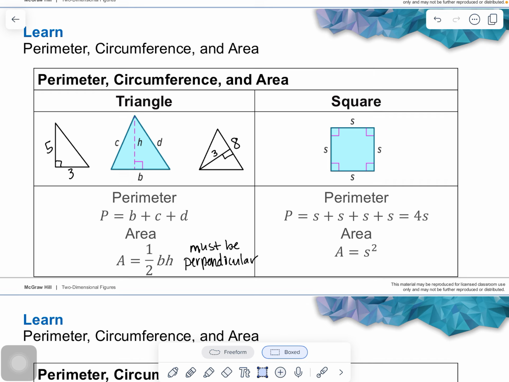Okay, now square. Squares are always the same side length, and they have those 90s in the corner, and the perimeter, of course, is going to have all those side lengths added together, so it's going to be essentially 4 times one of those side lengths. And area is always, for a rectangle, length times width, and since those sides are the same length, it'll be just side squared, or the side length squared.